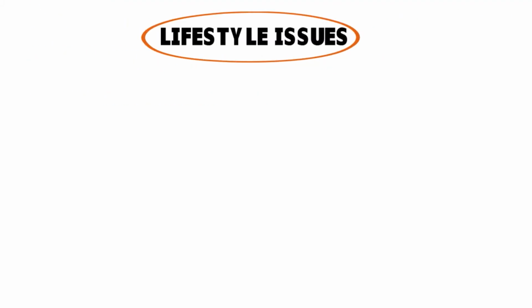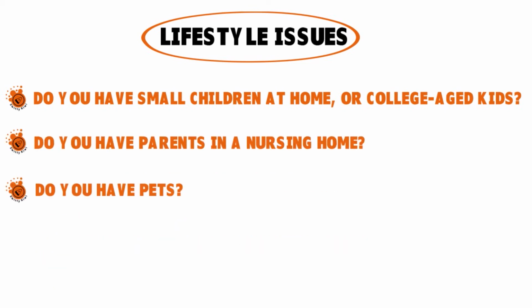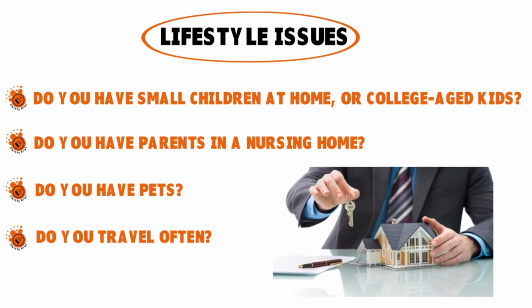So lifestyle issues also come into play when you want to choose a homeowner's insurance policy. Do you have small children at home or college-aged kids? Do you have parents in a nursing home? Do you have pets? Do you travel often? So you might not at first see the connection between buying home insurance and your lifestyle, but there are limits or special features that could work to your advantage by exploring these questions. If incorporated into your policy, it may save you from having to spend more money on additional coverage elsewhere.